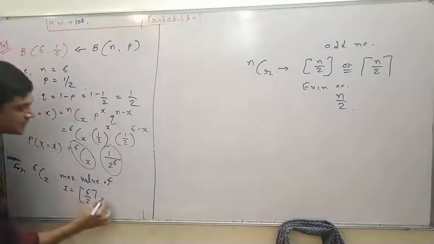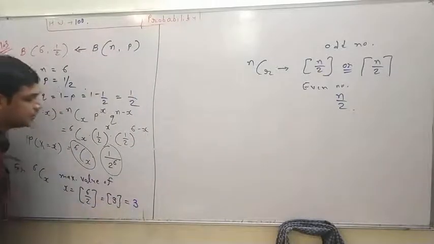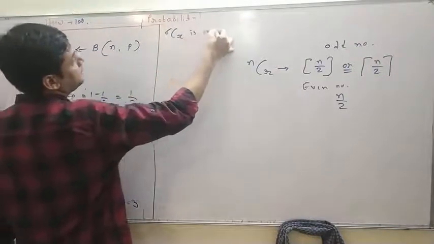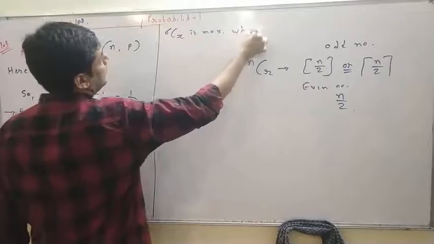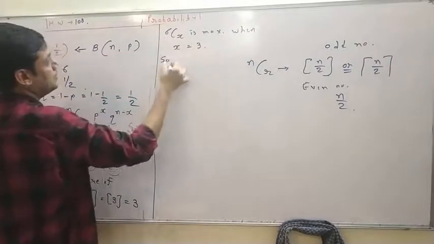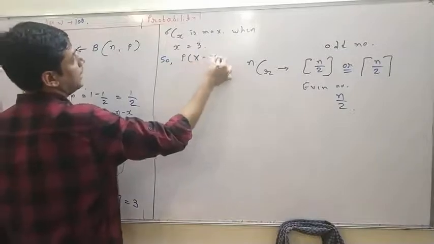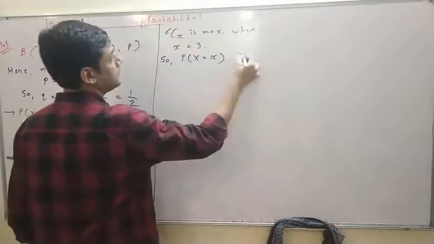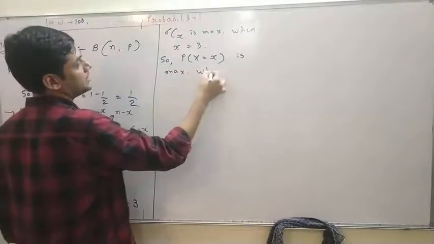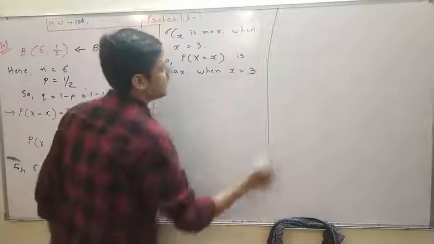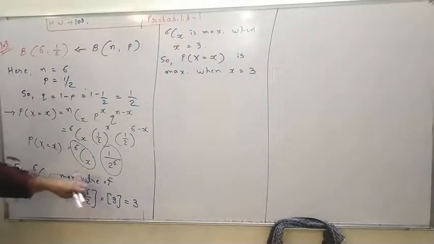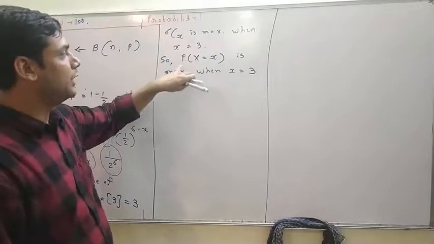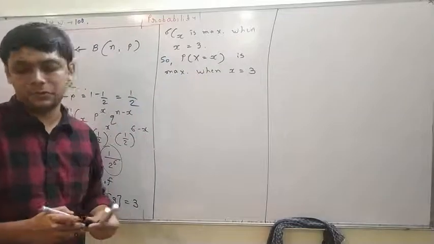So here it is greatest integer function of 6 by 2, so 3. So 6Cx is maximum when x is equal to 3. So P(X = x) is also maximum when x is equal to 3, because it is dependent upon 6Cx, and 1 by 2 raised to 6 is constant. So it is dependent only on 6Cx. આ 6Cx, x equal to 3 maximum હોય, so P(X = x) is maximum at x equal to 3.